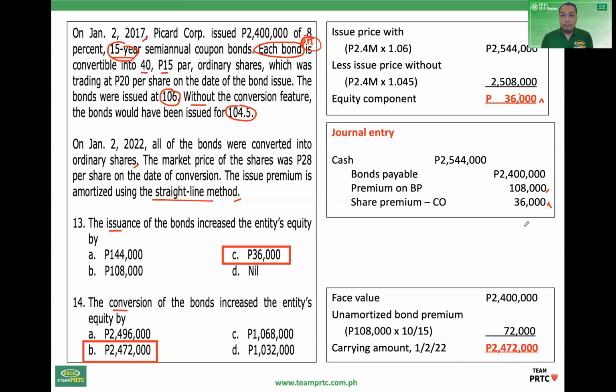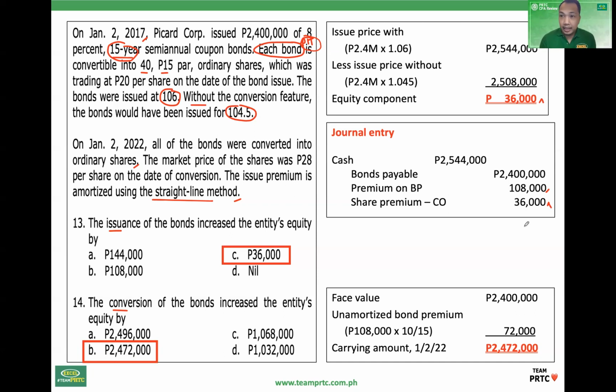According to PAS 32, it can be with or without transfer. So you can just leave it as share premium, conversion option. Or you can transfer it: cancel it, then transfer to another share premium. So either is acceptable. For convenience, it can be without transfer.